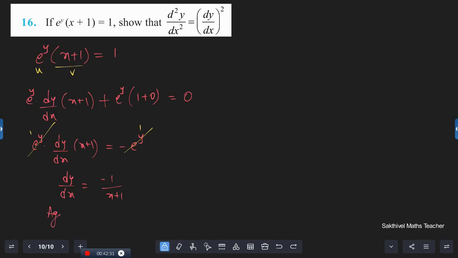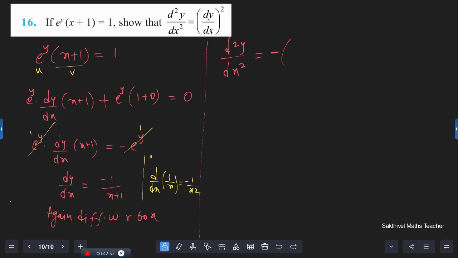Again you differentiate. Again when you differentiate with respect to x, what am I getting? You will be getting d square y divided by dx square which is equal to minus, let it be as it is. This looks like 1 by x. Listen. The derivative of 1 by x formula is what? Derivative of 1 by x is minus 1 divided by x square. Am I right? So this whole x plus 1 you consider as x, with the minus already outside. So minus 1 divided by x plus 1 whole square you will be getting.